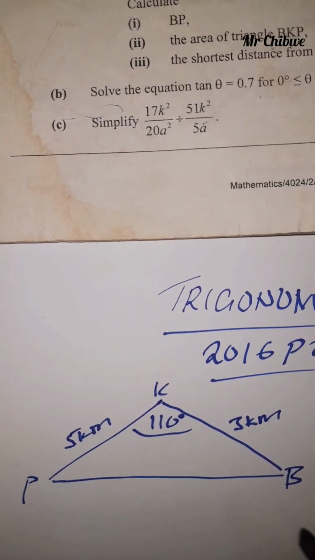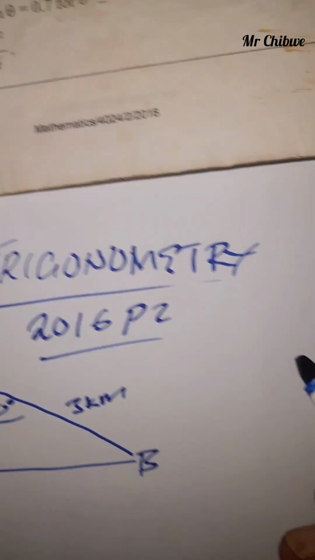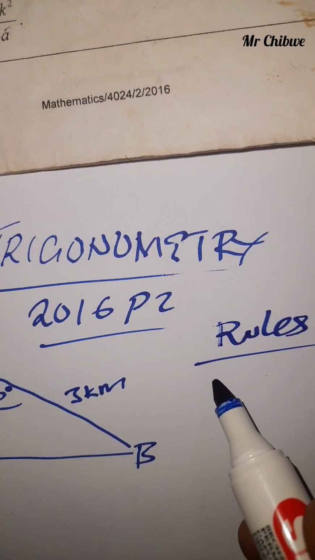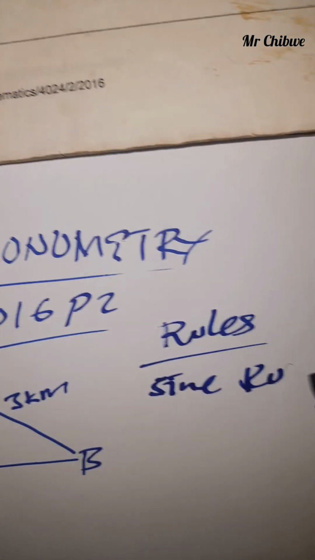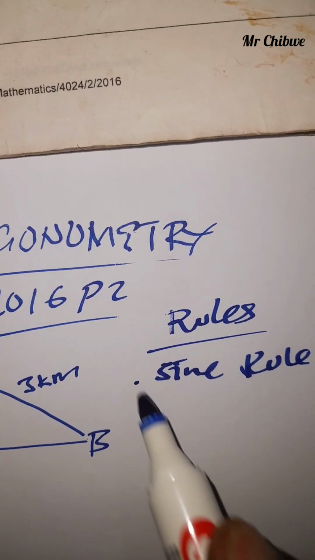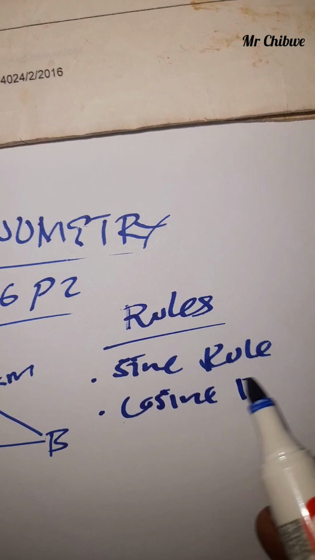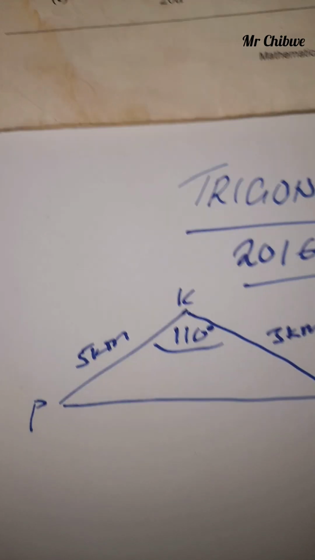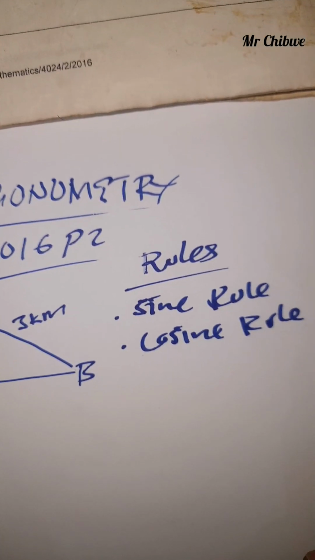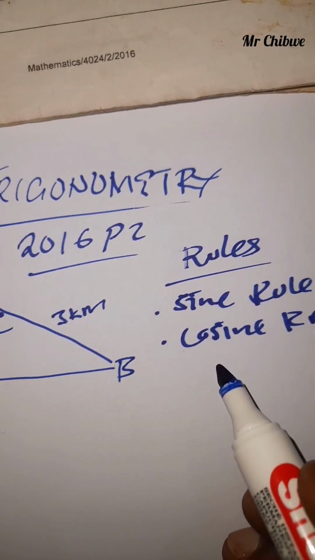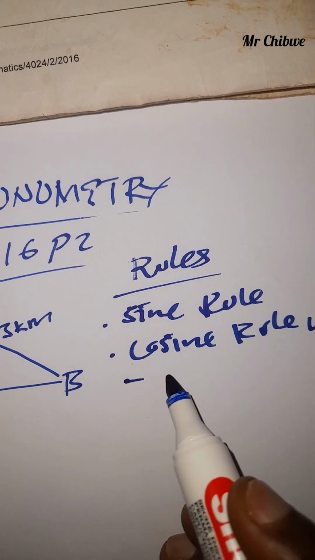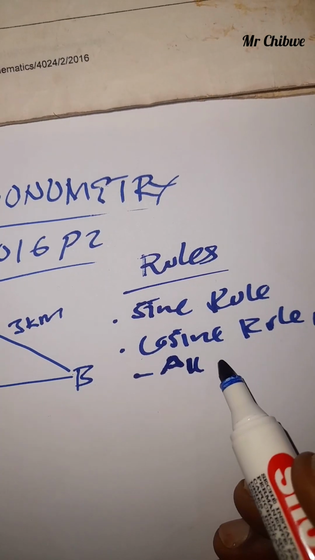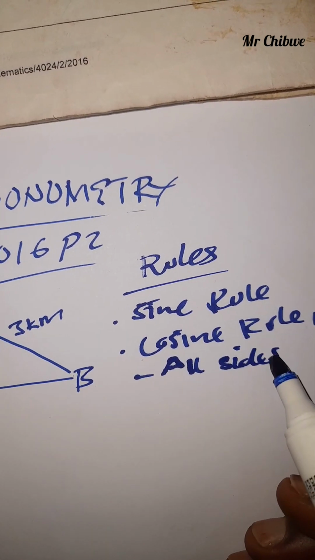Now, which rule are we going to use? What you need to know is that we have two rules. We have the sine rule and the cosine rule. In this question, we are going to apply the cosine rule. Why? The cosine rule is applicable when, one, we are given all the three sides.